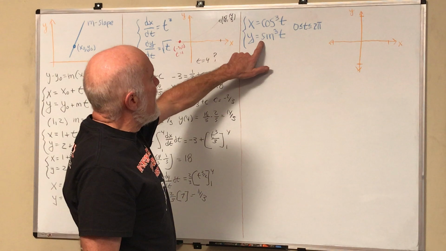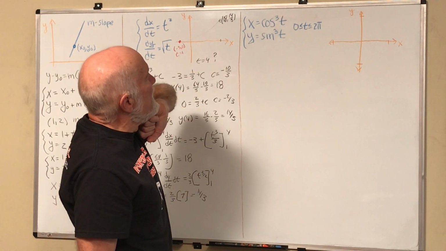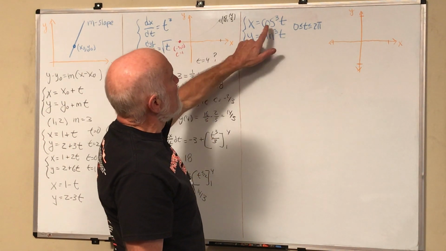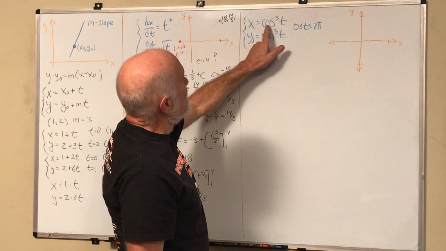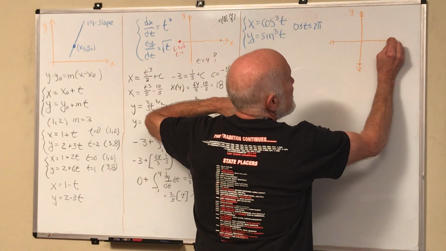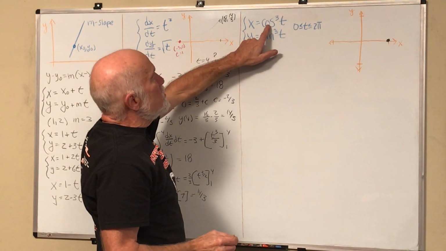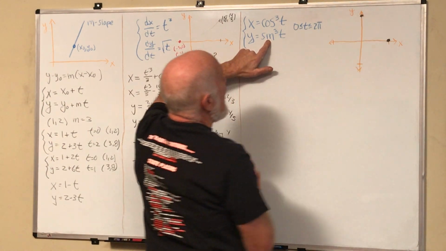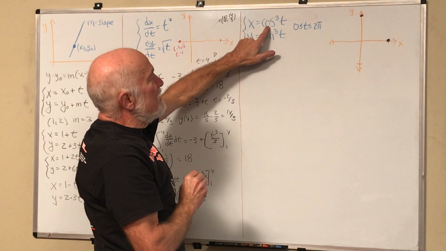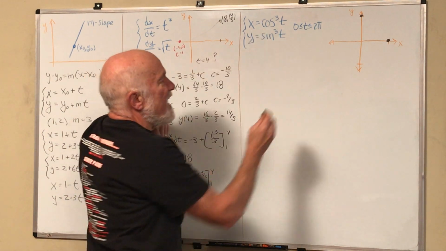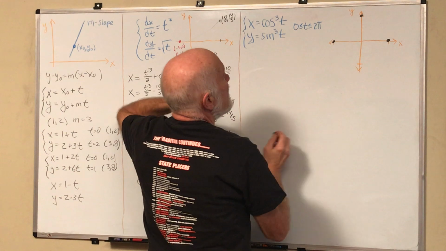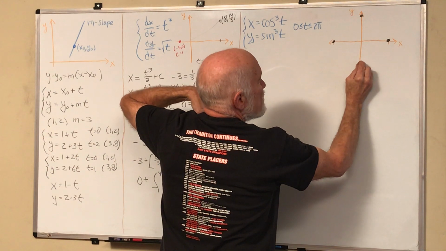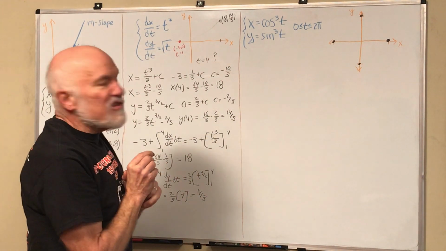Okay, so we have a little more complicated parametric equation here. And the domain is from 0 to 2 pi. So let's get some idea what this looks like. When t is 0, x is 1 and y is 0. At pi over 2, the cosine is 0 and the sine is 1. At pi, the cosine is negative 1, and when you cube it, it's still negative 1, and the sine is 0. And then at 3 pi over 2, you get 0, negative 1, and then you're back to where you started.